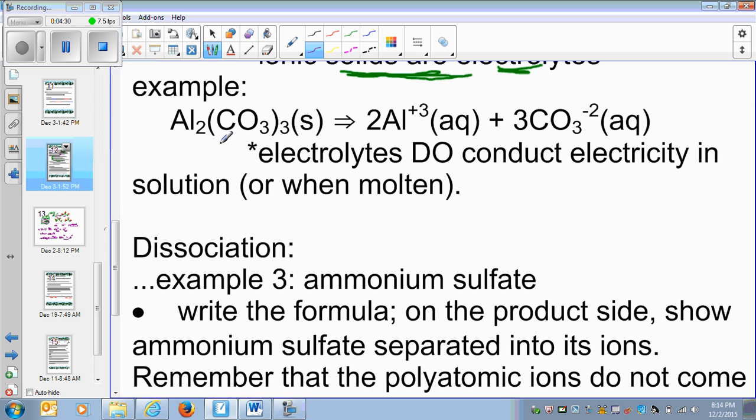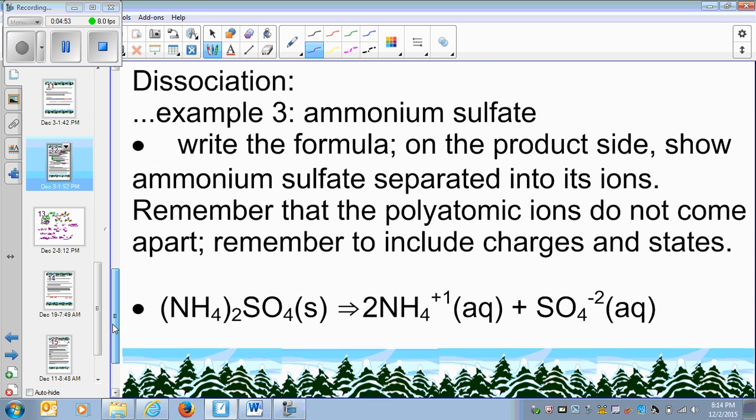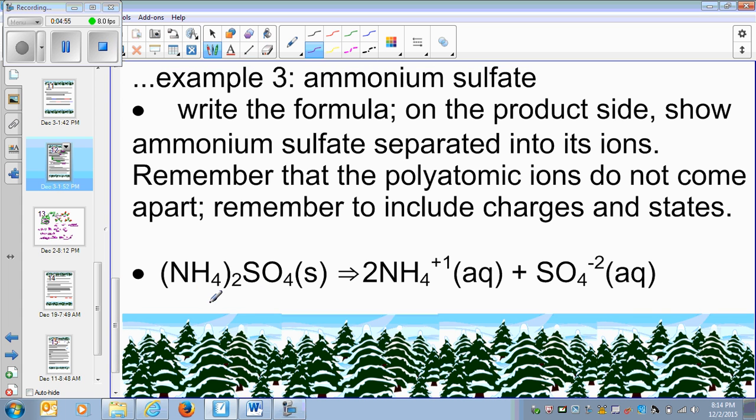I have aluminum carbonate. It is a solid to begin with. When I put that solid into water, water will split it into 2 aluminum ions and 3 carbonate ions. And I put AQ in the parentheses, meaning water did that. And now, since it has been dissociated, it is a good conductor of electricity. Okay, so dissociation is basically splitting of an ionic solid into its ions.